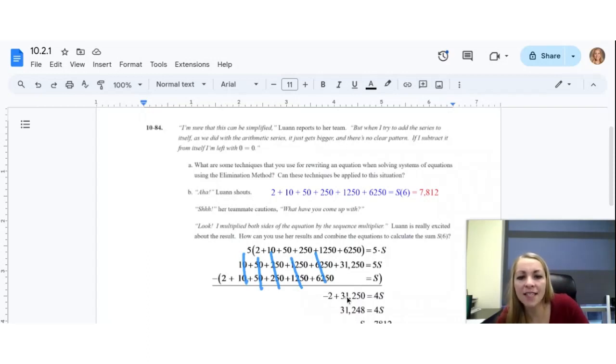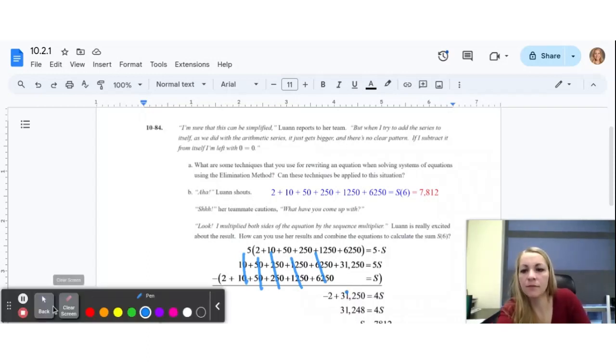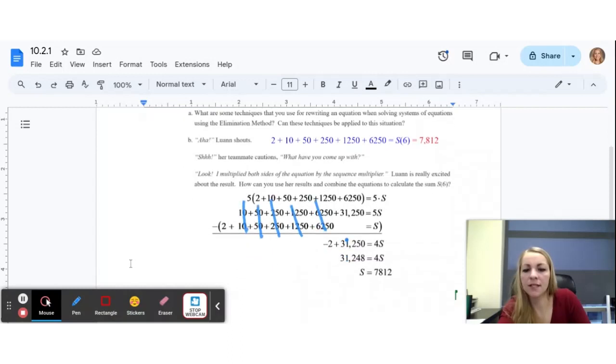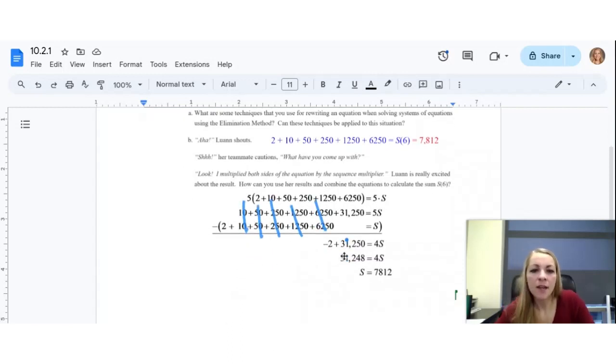She adds these things together. Just going to slide down here so you can see all of it. She slides these things down here. She adds these together. She gets this equals 4s, divides both sides by 4, and gets the sum. So now what we need to do is we need to come back and we need to figure out how can we generalize this to everything.